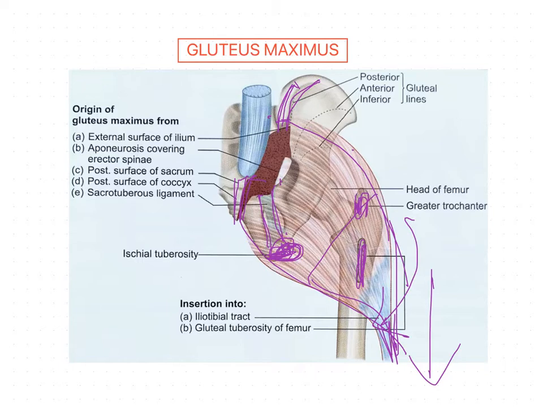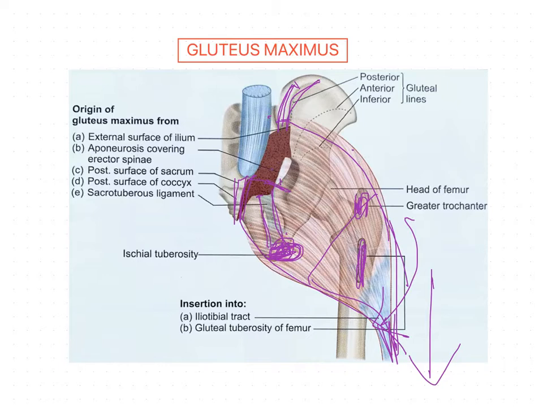This is the main ligament which connects from the lower and lateral part of the sacrum to the ischial tuberosity. Okay, and also the sacrospinous ligament, which is stretching between the lower and lateral part of the sacrum and the ischial spine. So these are the two ligaments which lie deep to this muscle.